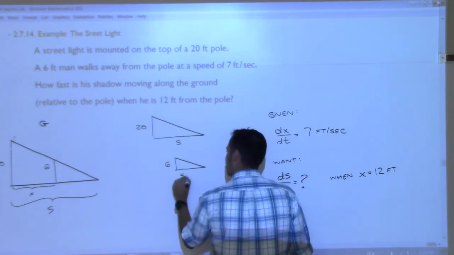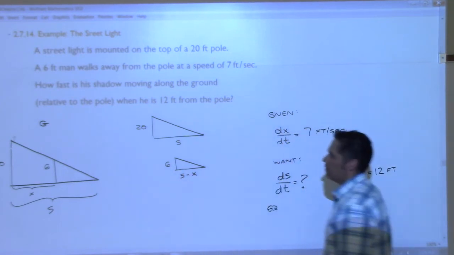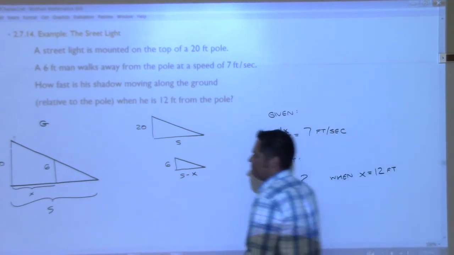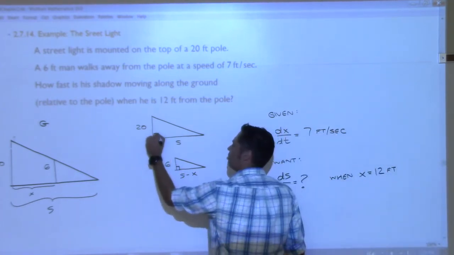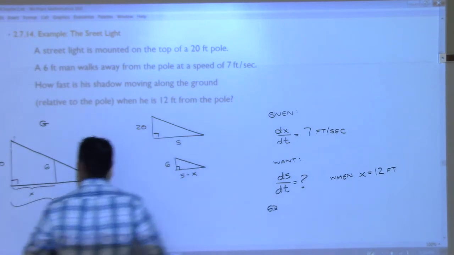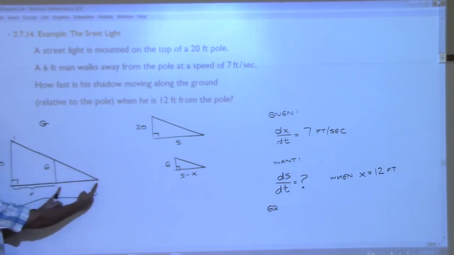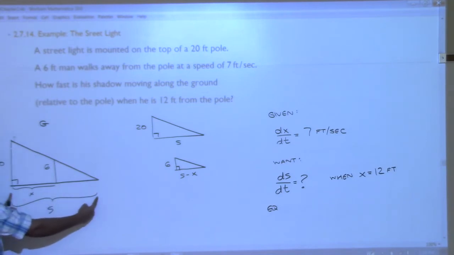Ah, good. I drew two different triangles there. They're both right triangles, right? The first triangle I drew is the big one, and the second triangle I drew is the small one. This is 6. This right here is that distance take away that distance, so that's s minus x.